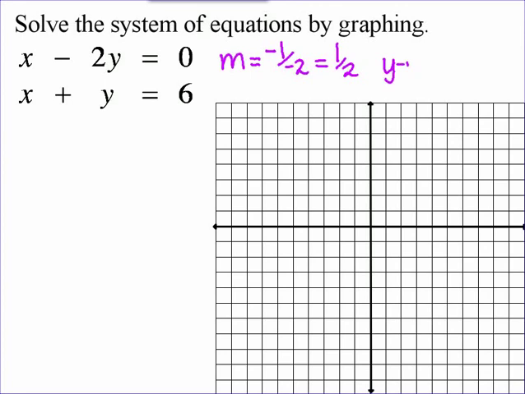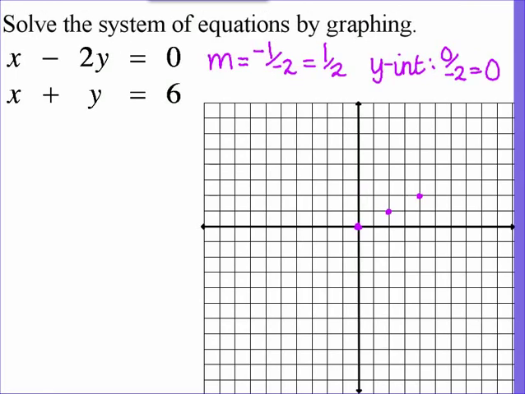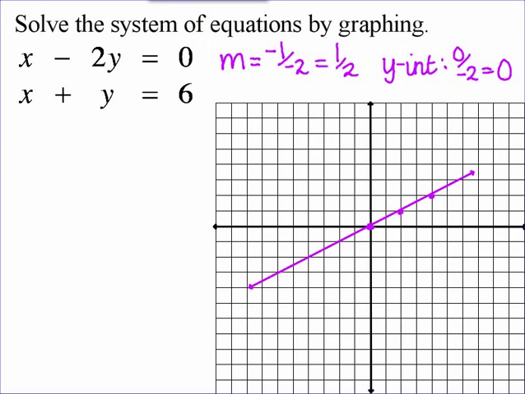What is the y-intercept going to be? 0. 0 over -2, which is 0. So y-intercept of 0, slope of 1/2 means you go up 1 over 2. So what I need to do now is go ahead and draw my line in. And then let's go ahead and look at the next one.